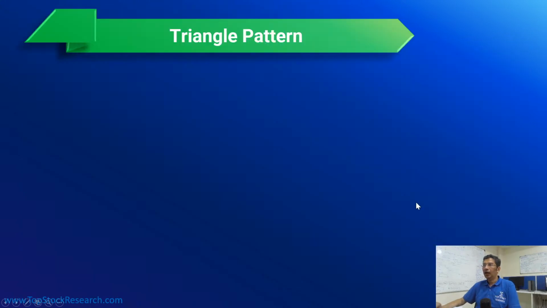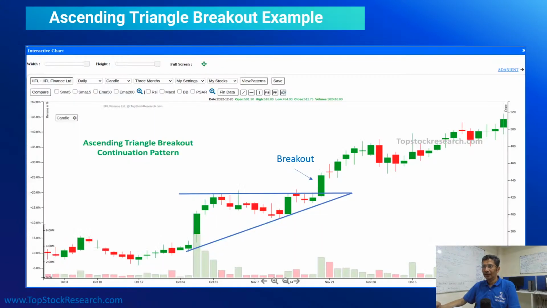Okay. So the triangle pattern, again another geometric shape. This is an ascending triangle. What it tells you is that there's a strong resistance continuously built up, whereas on the bottom side, it is making higher lows in such a way that a trend line can be drawn. This is a horizontal trend line. This is a rising trend line.